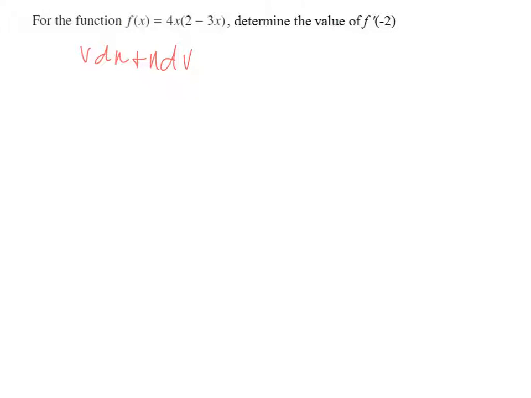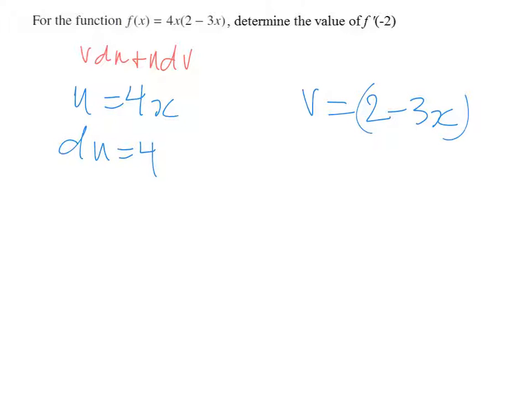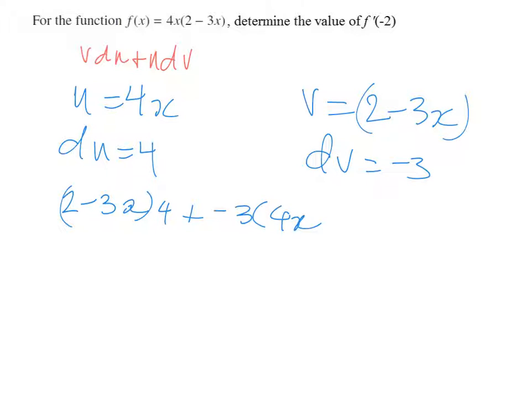So here we've got u equals 4x, v equals 2 minus 3x, du will equal 4, dv equals negative 3, and now we substitute into that. So we've got 2 minus 3x being multiplied by 4, plus negative 3, which is dv, multiplied by u, which is 4x.